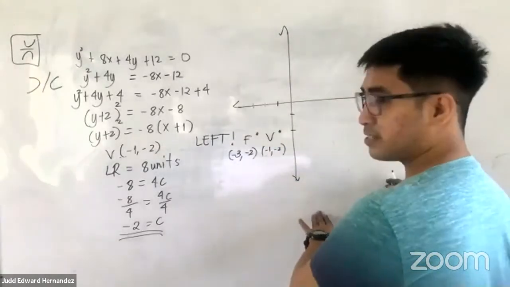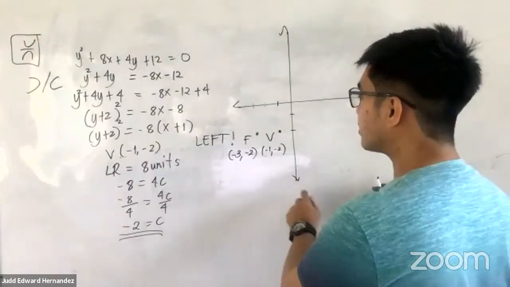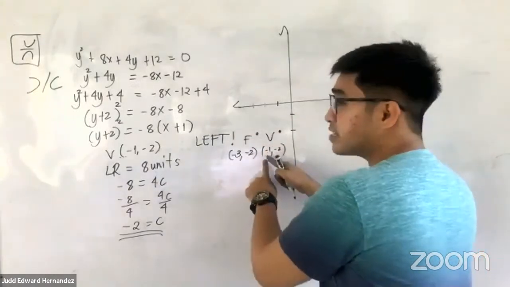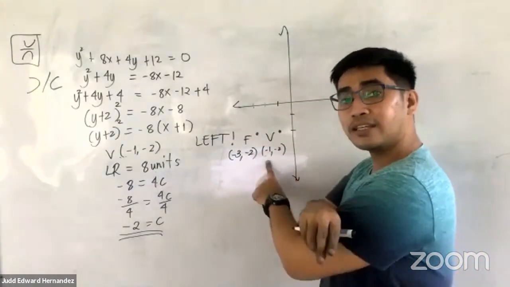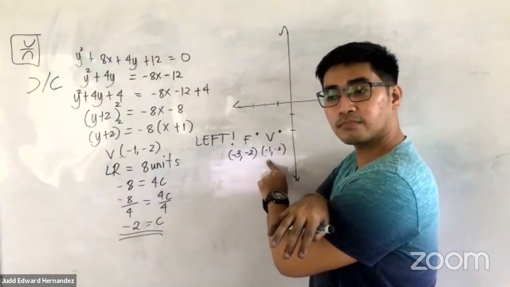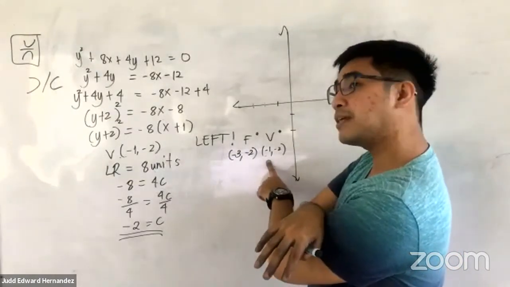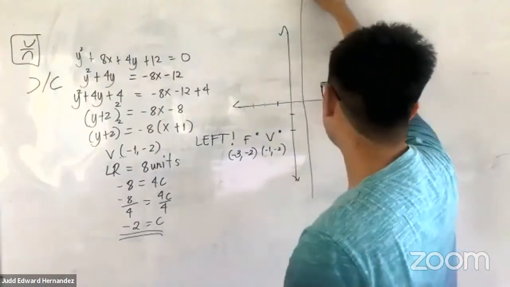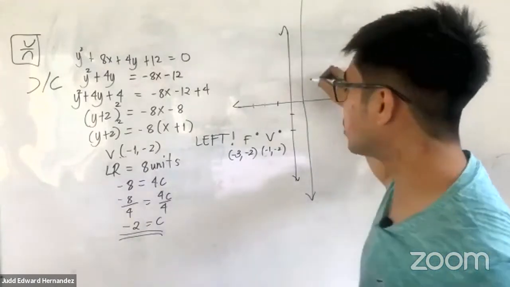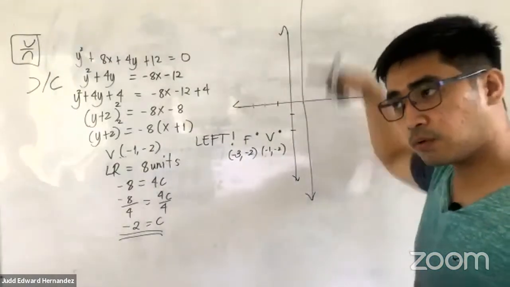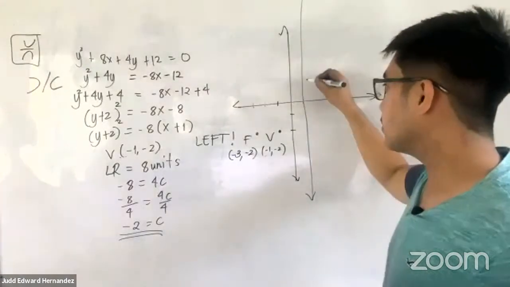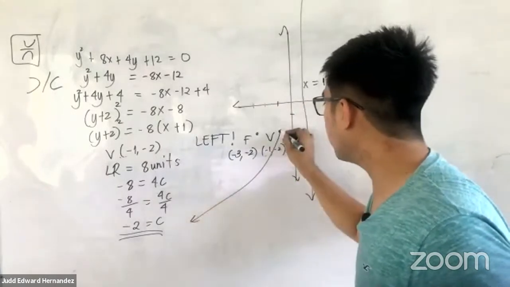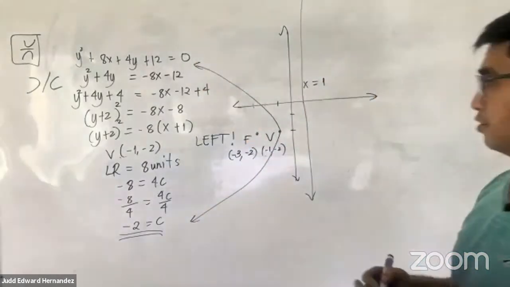And where is the directrix? From the vertex, we go right by two. If this is negative 1, we add two to it. Negative 1 plus 2 is positive 1. Therefore, that is the directrix. What is the equation of the directrix if it is vertical? x is equal to positive 1. And this is now the graph of our parabola. Questions?